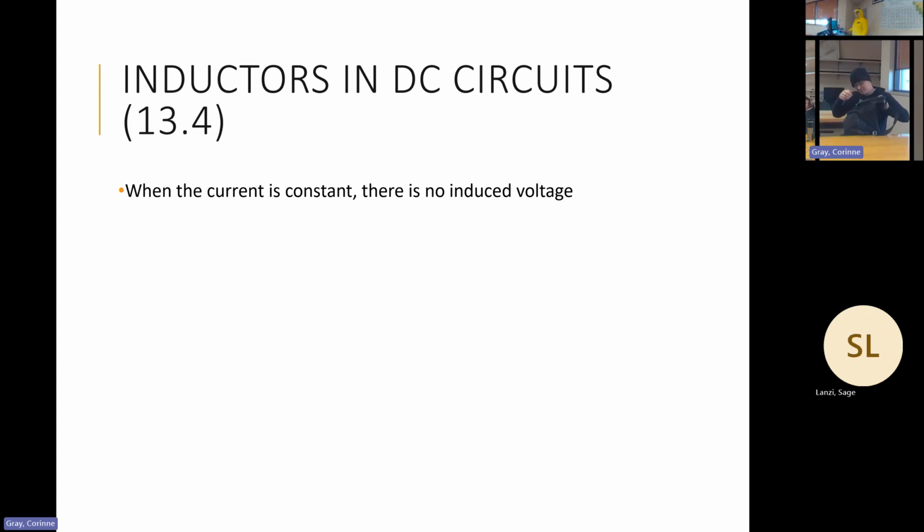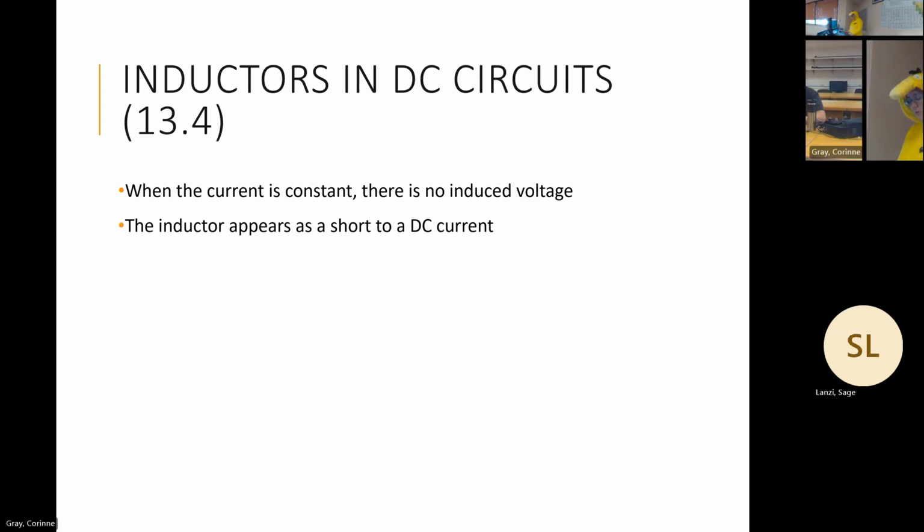So when the current is constant, and this is something that'll pop up a couple more times just so we make sure we understand that, there is no induced voltage. Our inductor will act as an ideal wire. So it's only when we have changing current where we're going to actually have some voltage across our inductor. So it appears like a short, or again, an ideal wire.